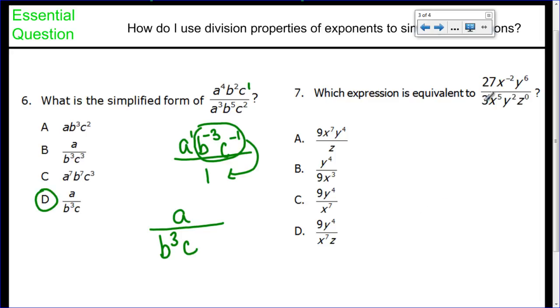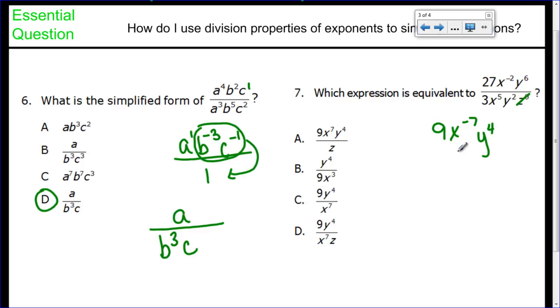So let's do number 7. We're going to divide first. 27 divided by 3 happens to be 9. Then I will go ahead and subtract, go one base at a time. My x's, I have negative 2 minus 5. Please be careful when you've got negative exponents already. Negative 2 minus 5 makes negative 7. You can double check that on your calculator just to be sure. Your y's, 6 minus 2 becomes 4. And the z to the 0 down here just becomes a 1, so it's just going to cancel itself out.